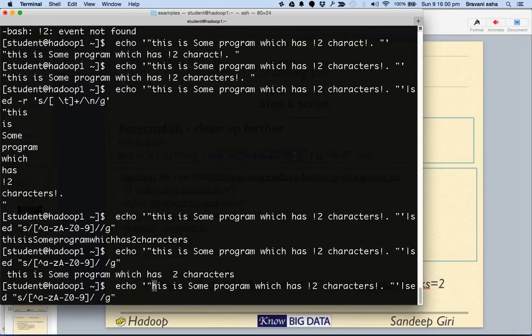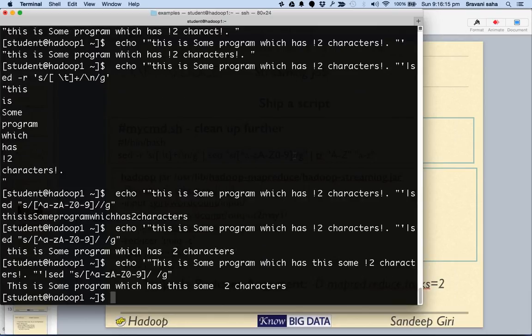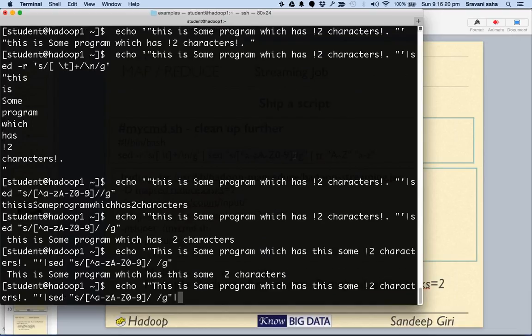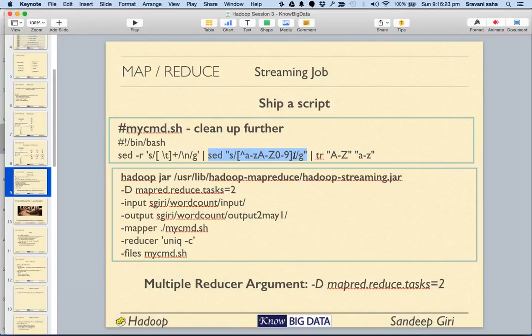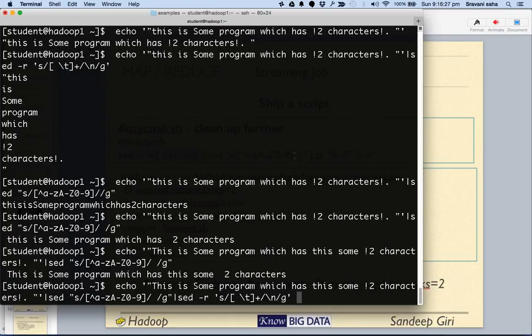Let me try this: this is some program which has some characters. I'm just writing some random text, so don't worry about that. Now what we are trying to do here is we have just cleaned up all these special characters and replaced them with space. And the next step is to convert the white space into new line.